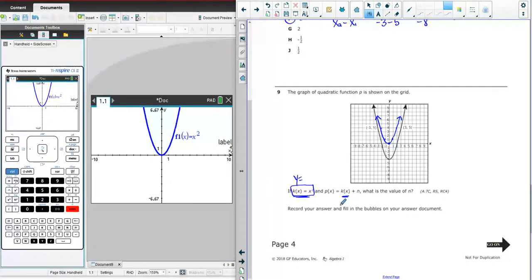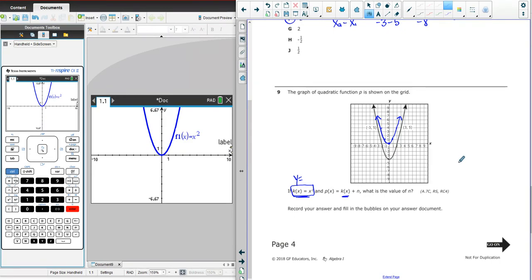In other words, what happened to get from the blue parabola to the second parabola? Did it move up? Did it move down? Did it go to the left? Did it go to the right? And the way you know is you look at the vertex. How did it change from this point to here? What do you think happened? Did it go up, down, left, right?